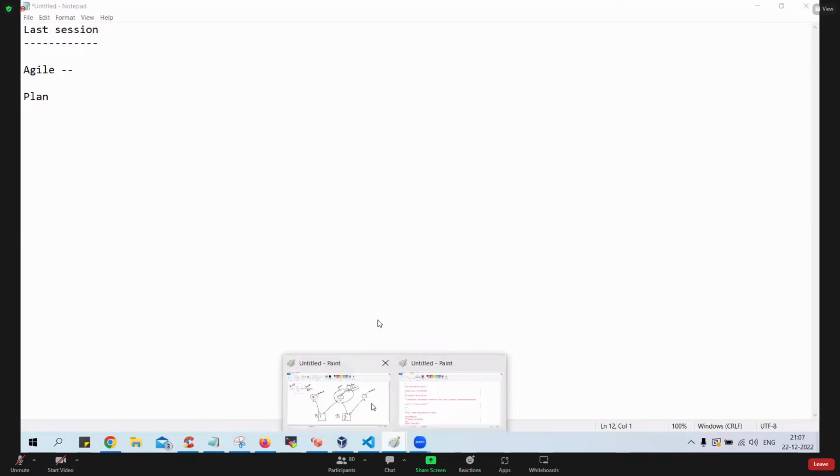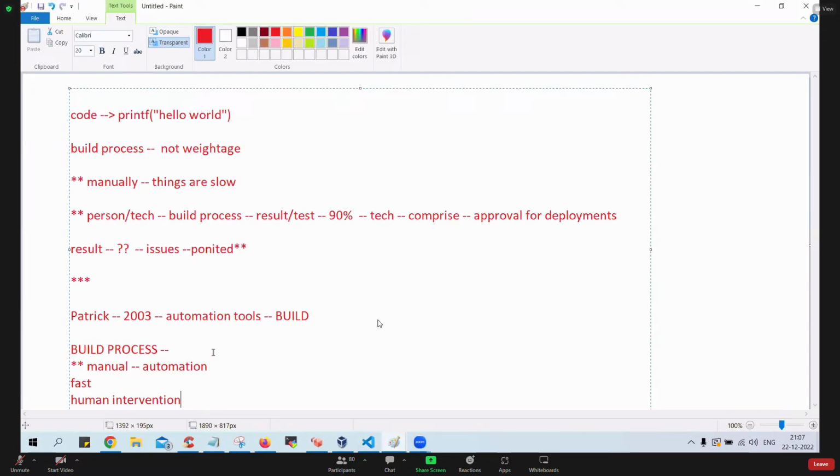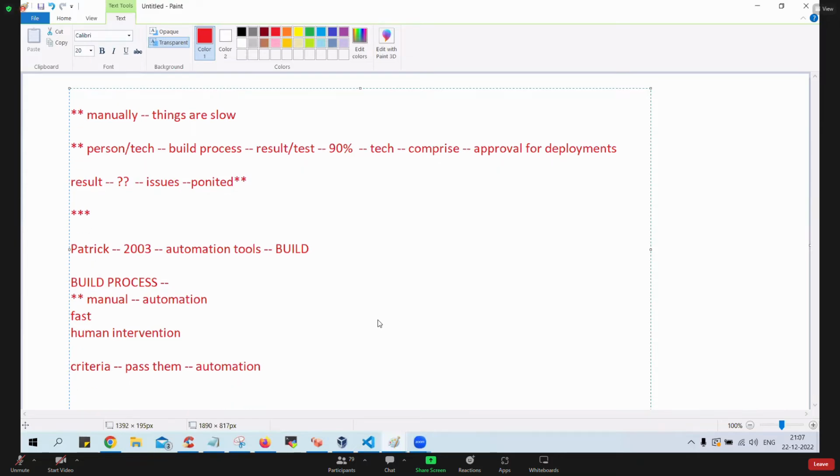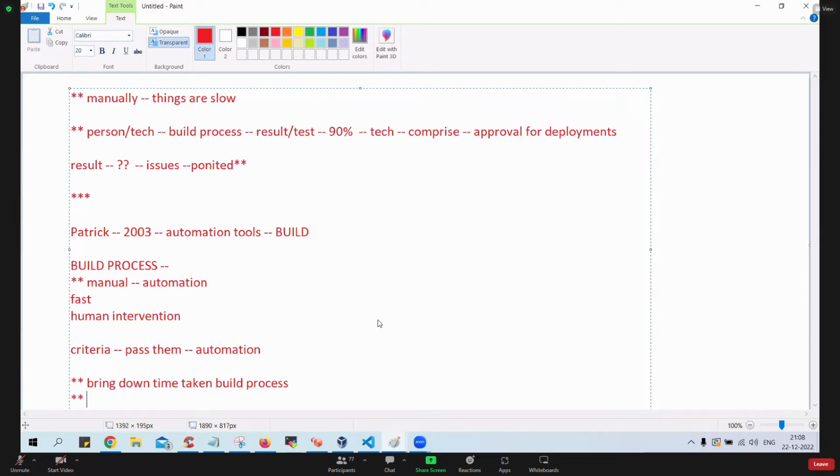Correct? So the entire build process has been automated. No human intervention. Intervention is required only during the setup process, and thereafter we set up the criteria for how to do the build process and how to pass them, and it is entirely automated, right? Frankly, this helped bring down the time taken for the build process, and overall helped reduce the time taken for project completion also.